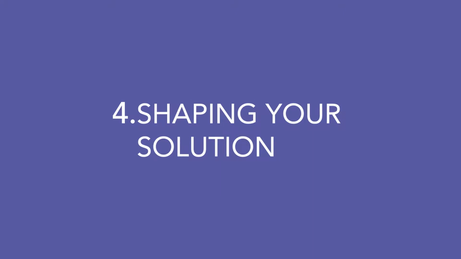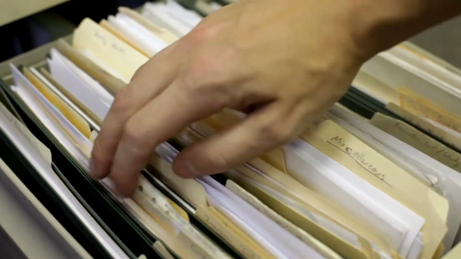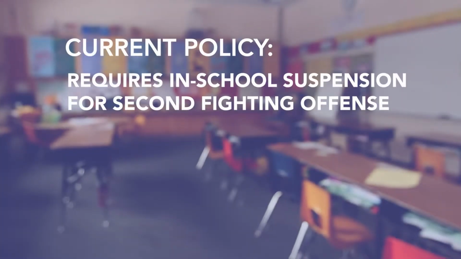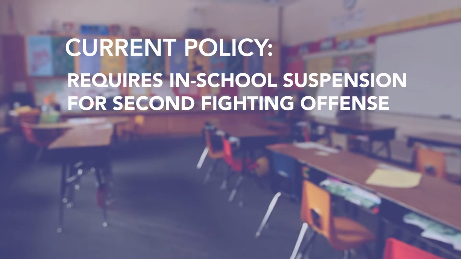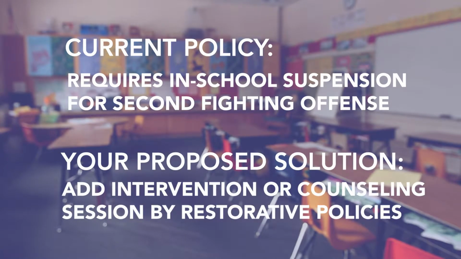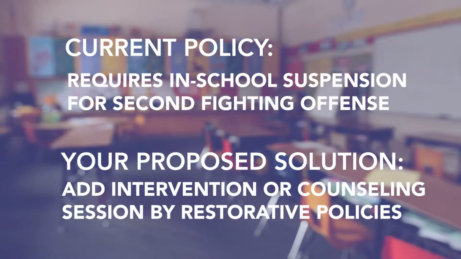This is the first step in which you review the current policy, the one you got through your government records request, and see if there are any parts you would like to keep. If you find even a small portion of the current policy that is worth keeping, you can build upon it with your solution. For example, if the current policy on your issue of student discipline requires an in-school suspension for a second fighting offense, you can keep it and add an intervention or counseling session from your restorative discipline solution.